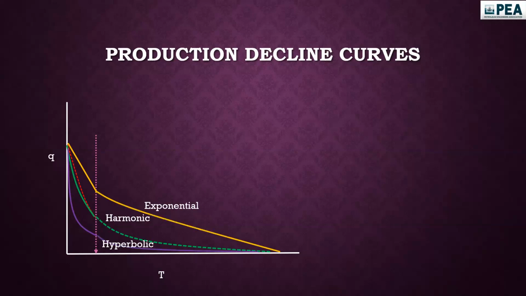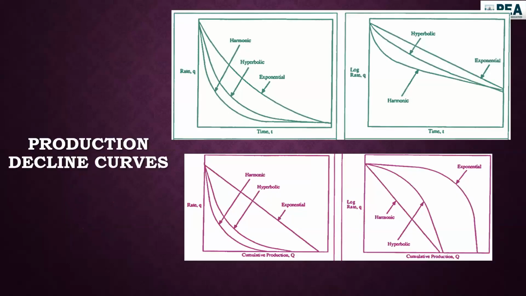So we can see that the other forecasts are also there, but that cannot be considered. This is how the production decline curves look: Q versus T, log Q versus T, Q versus cumulative Q, log Q versus cumulative Q. This is how the pattern of exponential, hyperbolic, and harmonic looks. And here also hyperbolic, exponential, and harmonic look like this when you change the y-axis to log, and this is how the equations look.